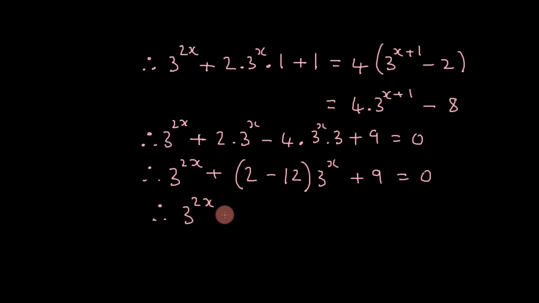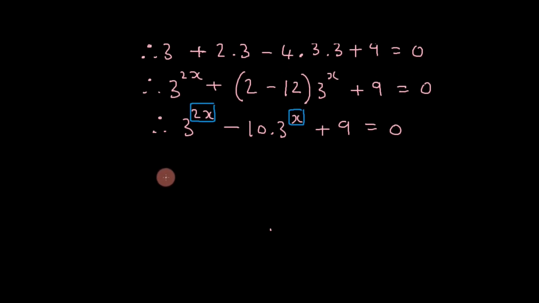Two minus 12, of course, is negative 10. And now we can see that we have a trinomial here because the first power, or the power of the first term, is twice that of the second term. So we're going to use k substitution. So then let 3 to the x equal k, and hence 3 to the 2x will equal k squared.